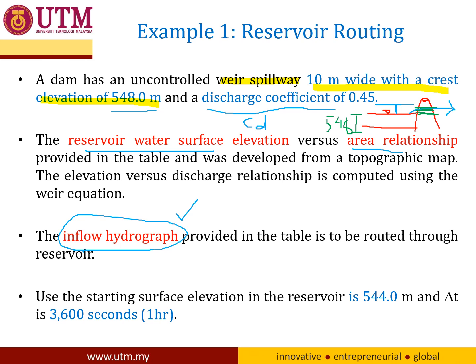And then here, use the starting surface elevation in the reservoir as 544 meter. They also give you the difference in time. You don't need to estimate anything. They give you directly the difference in time as 1 hour. So what do they give here? Use the starting surface at 544. Because it's a water level in the reservoir, you have to have some kind of starting point. So here it puts 544.